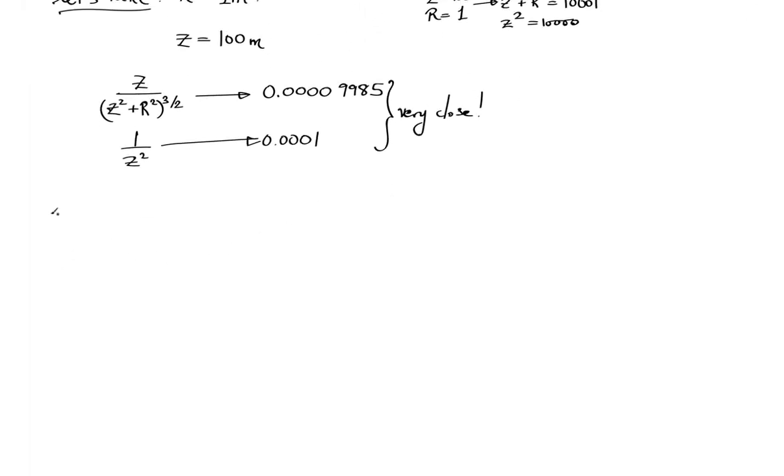So now we can look at the opposite limit. We can look at z much, much less than r. So in the case that z is much, much less than r, again we have E sub z equal to kq z over z squared plus r squared to the 3/2.